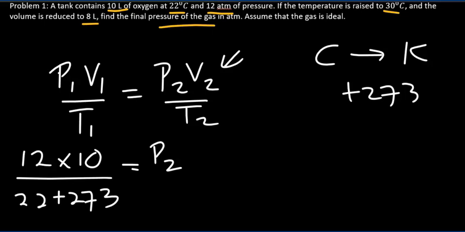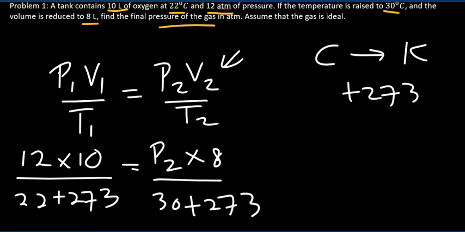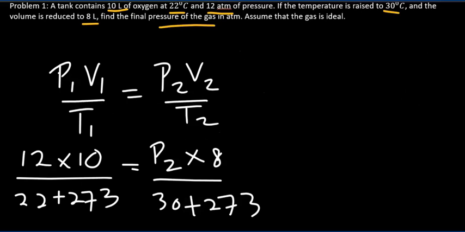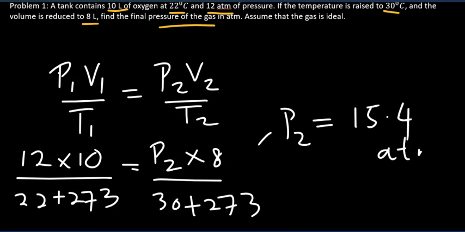The volume is 8 liters. That's a new volume. And the temperature is 30 degrees Celsius, so you have to change that into Kelvin. So whenever we use this equation, the temperature must be in Kelvin. And solving for P2, you will get 15.4 atm as the answer, and that solves the problem.